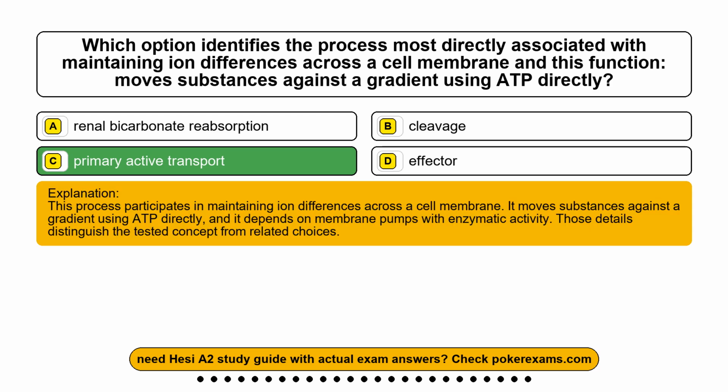The correct answer is option C, primary active transport. This process participates in maintaining ion differences across a cell membrane. It moves substances against a gradient using ATP directly, and it depends on membrane pumps with enzymatic activity. Those details distinguish the tested concept from related choices.